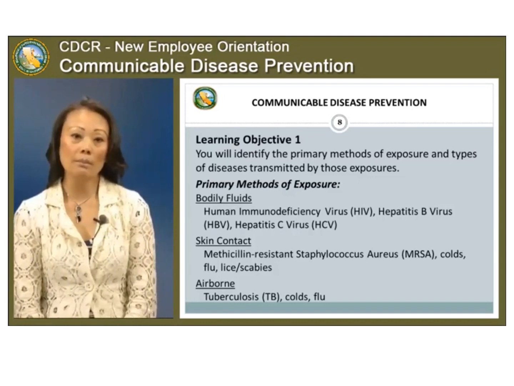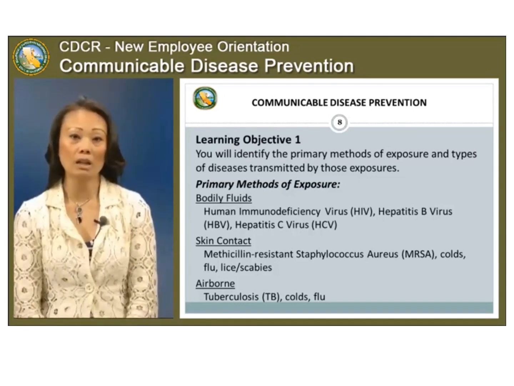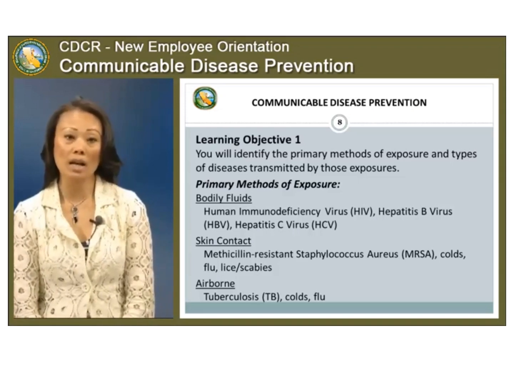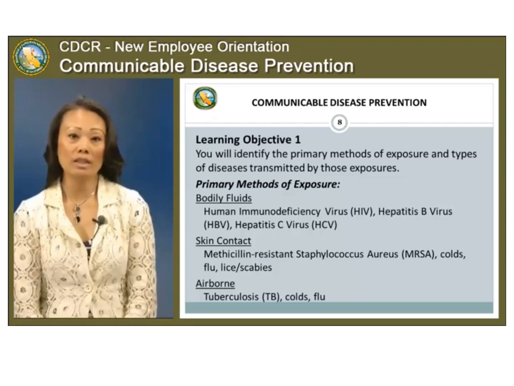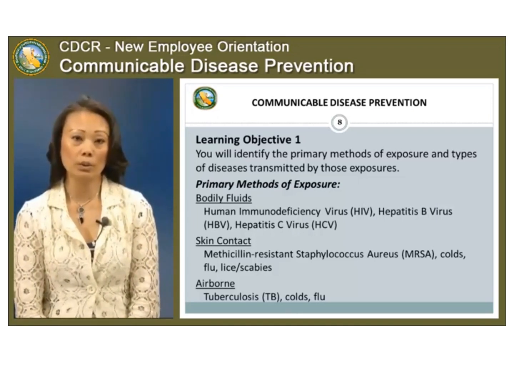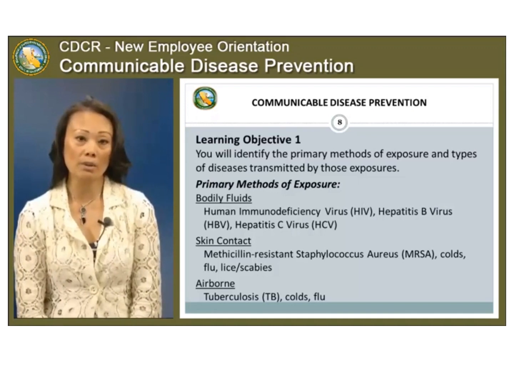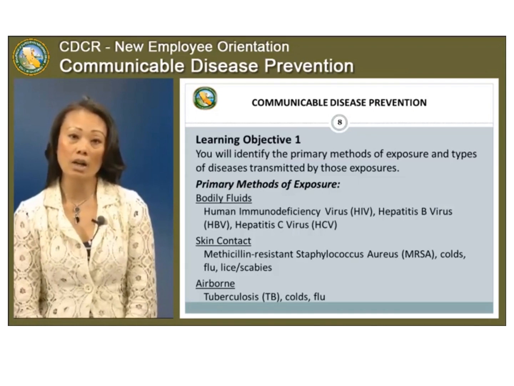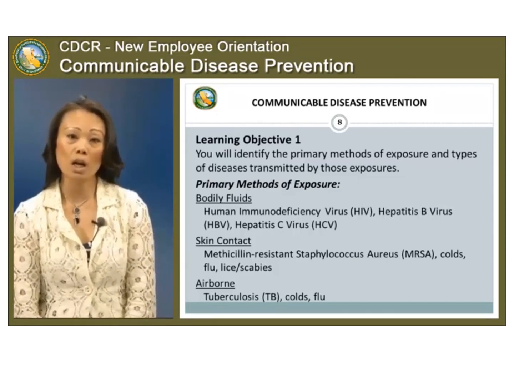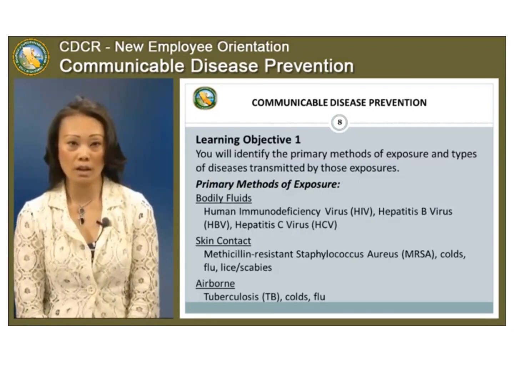The first example of a disease transmitted through bodily fluids is human immunodeficiency virus, also known as HIV, which is a virus that can lead to acquired immune deficiency syndrome, known as AIDS. A second example of a disease transmitted through bodily fluids is hepatitis B virus, or HBV, which is a virus that attacks the liver and is 100 times more contagious and more concentrated in the blood than HIV. The prevention is a vaccine.